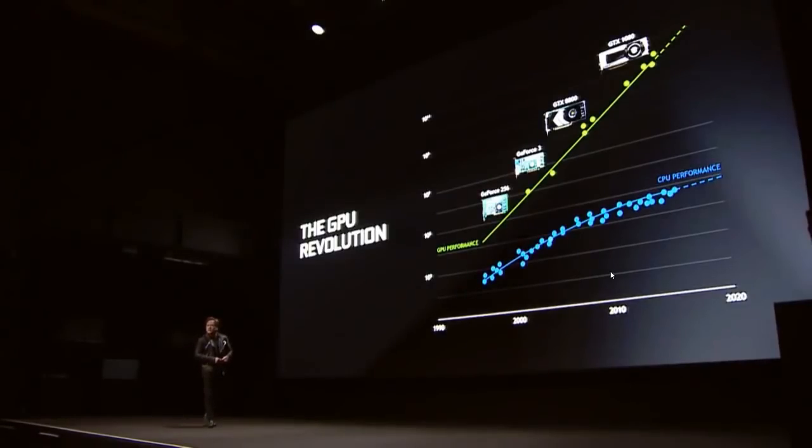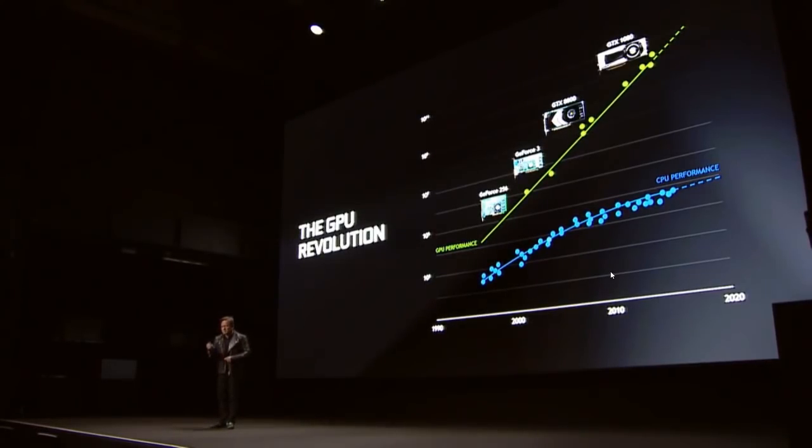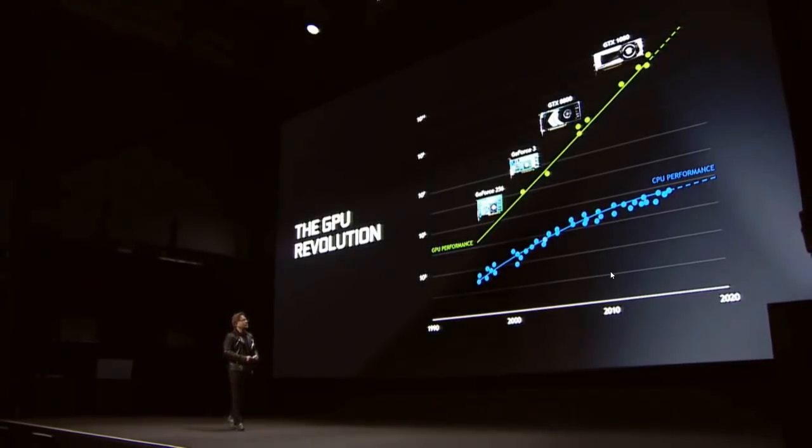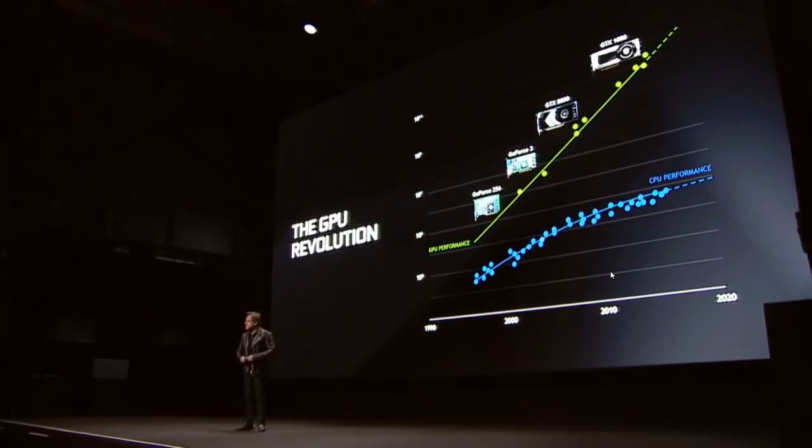But anyways, GeForce 256. GeForce 3 was the world's first programmable shader. GeForce GTX 8800 was the first CUDA GPU, the most important GPU we had built up to that time. And then, of course, the most powerful GPU in the world today, the GTX 1080.